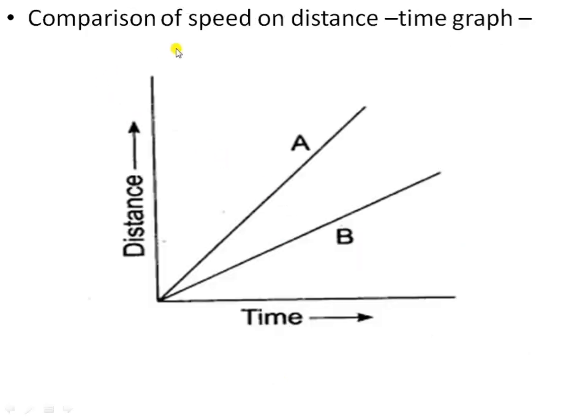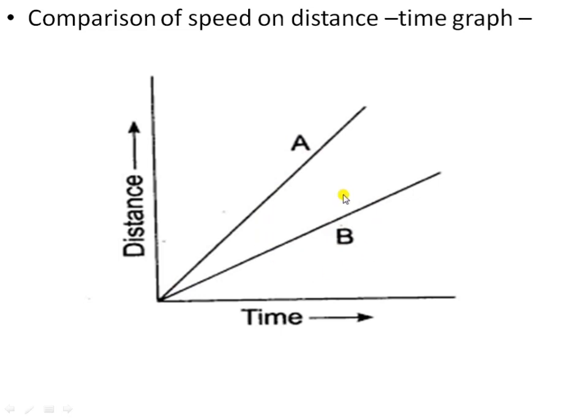Next is about the comparison of speed on a distance time graph. The speed of two moving objects can be compared by plotting them on the same distance time graph. Here this is object A, and this one is object B, with time on the x-axis and distance on the y-axis. This is slope B and this is slope A. The slope represents the speed of an object. The speed formula is distance upon time.